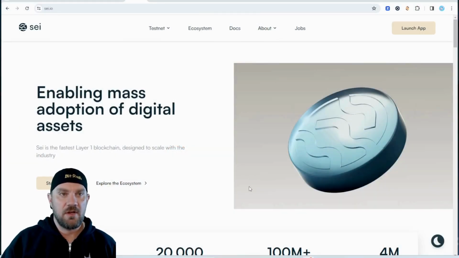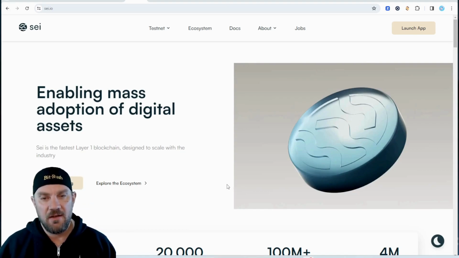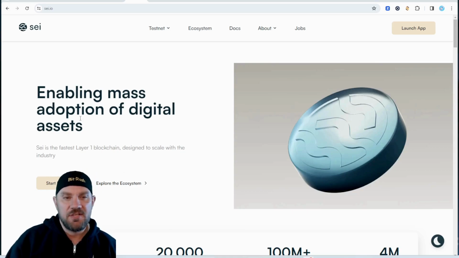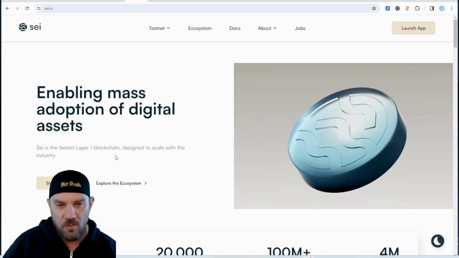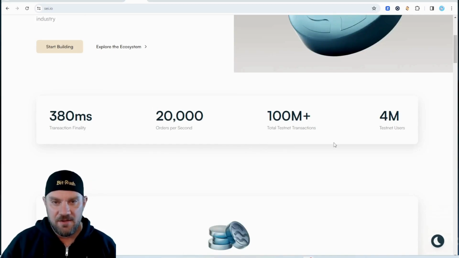To start out, we're going to come over to SEI.io, which is the official website of the SEI network, or SEI as I like to call it. And you can see right here, it does say enabling mass adoption of digital assets. SEI is the fastest layer one blockchain designed to scale with the industry. And a little bit of stats here.